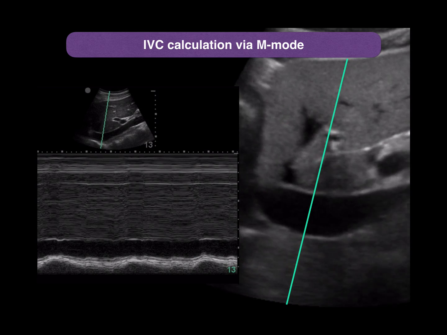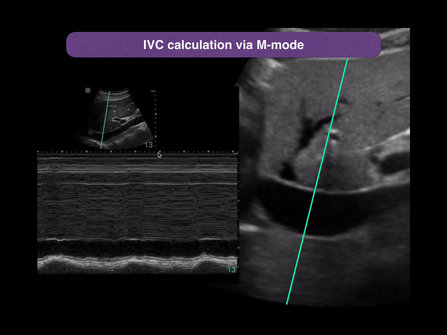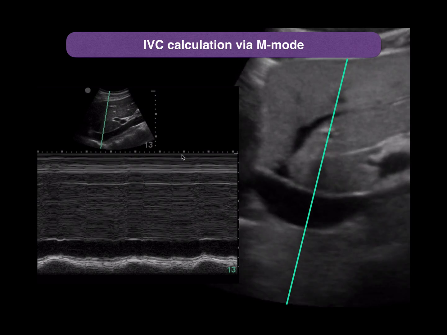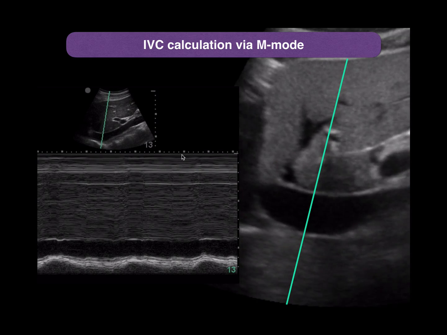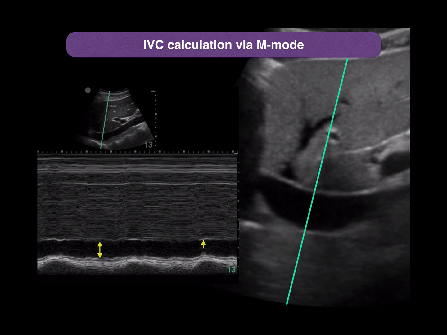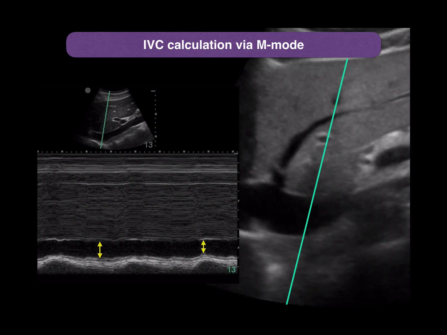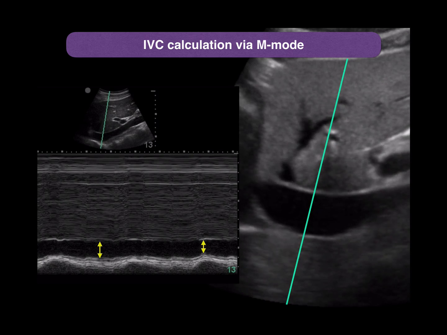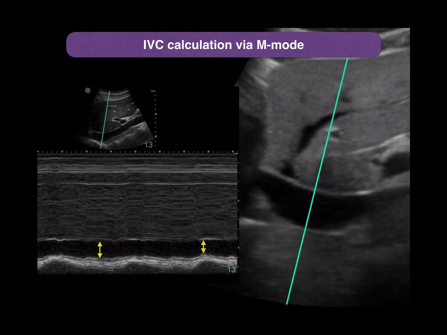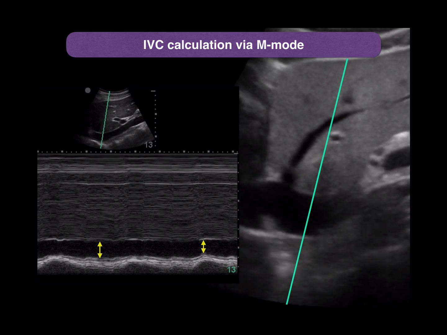The x-axis is time in second increments, here and here and here, and the y-axis is the depth. This shows the IVC diameter change over time. The widest diameter is the maximal diameter here, and the narrowest diameter is the minimal diameter here. So you can do your equation where you subtract minimal from maximal, and you divide by minimal, and if it's greater than 18%, then according to the distensibility index, you have someone who can tolerate fluids.